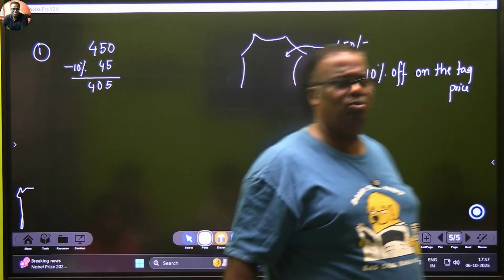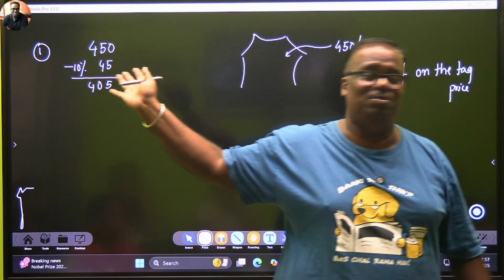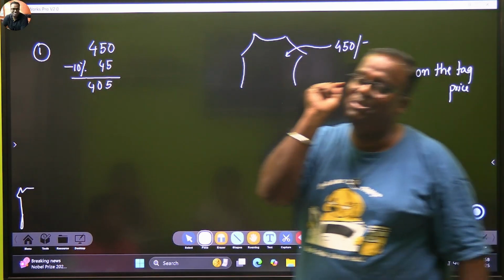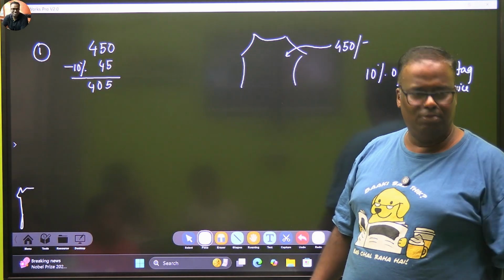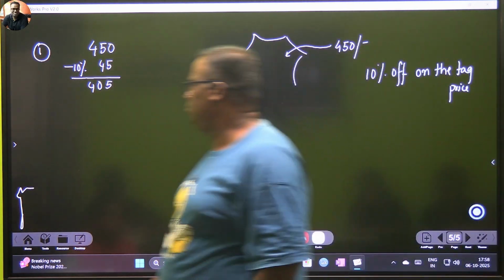This is the price. When we go to the selling price chapter, we will be doing these problems. So for understanding, percentage is very important. You get it? So you will pay how much? 405 rupees. Understood? Another way to see it.